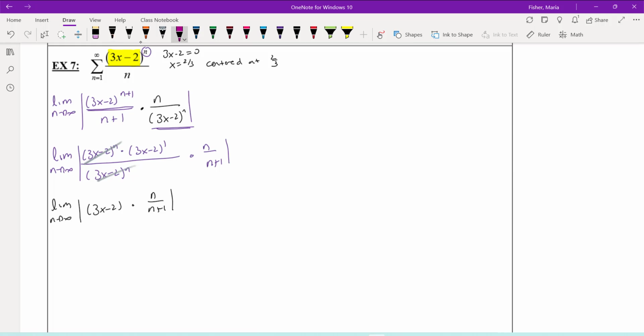Now this guy here is just a constant multiplier, and then over here you have the limit as n goes to infinity of n over n plus 1. Well, this is just a rational function. We know that we can just look at those leading terms.